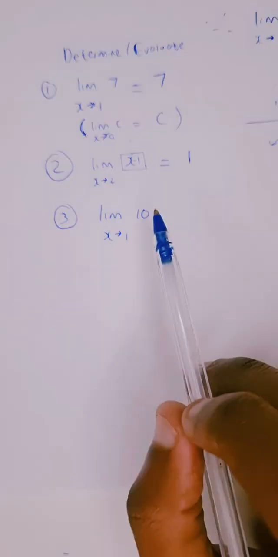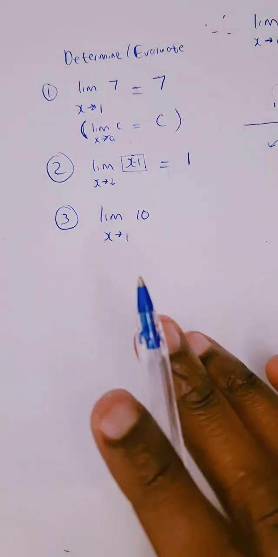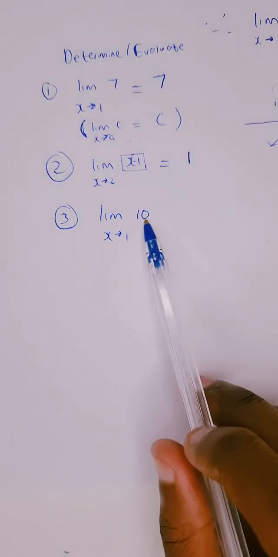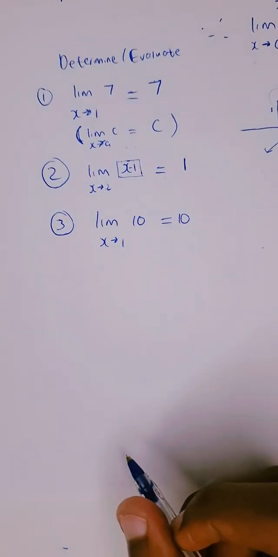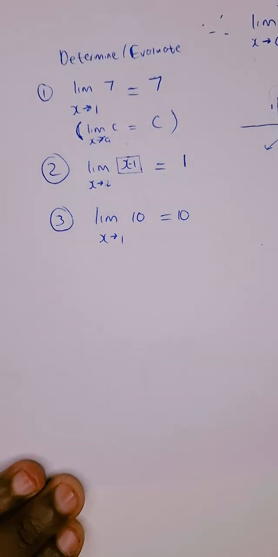Remember, f of x being equal to 10, that's a horizontal line again. That is y is equal to 10. So of course, as x tends to 1 from left and right, it should actually be 10. The limit of a constant is that constant. Very good. Good job.